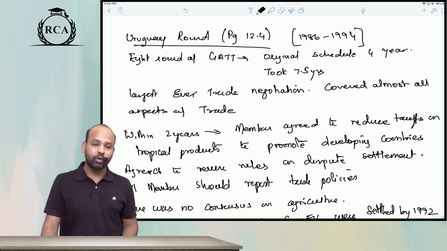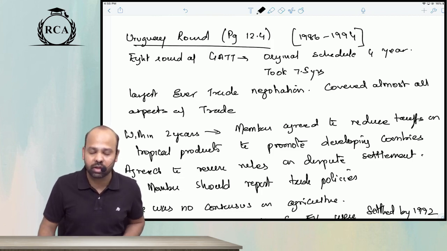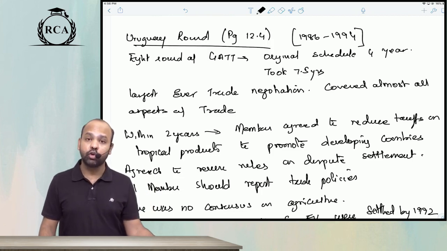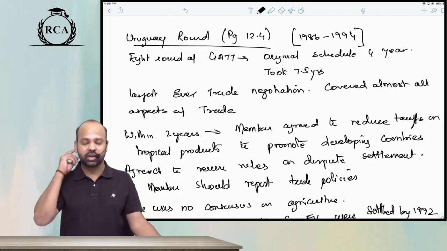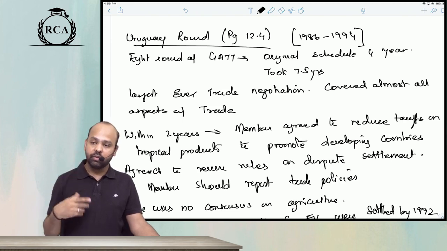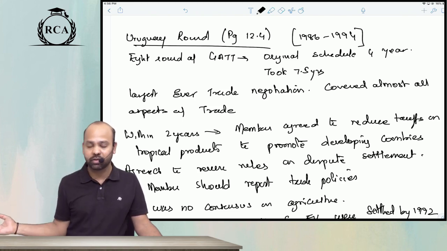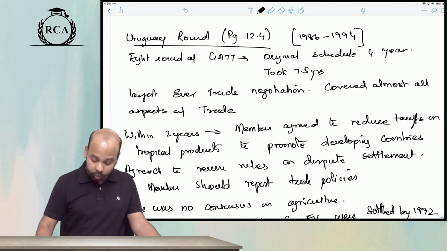Uruguay round ka baare mein bola main. Under Uruguay round, guys, which commenced in the year 1986, first 2 years rapid success, because a lot of tariffs were reduced on tropical products favoring the developing countries. They've agreed to revise rules for dispute settlement process. They've agreed to more transparency on trade policies. This is where all the members were required to report their trade policies.